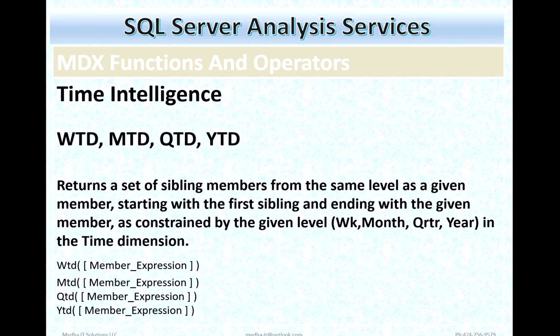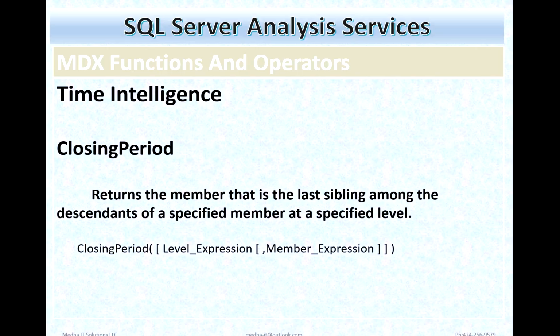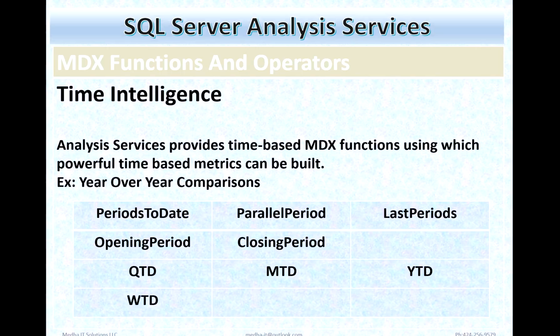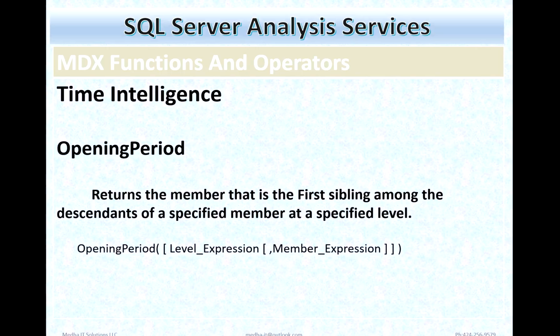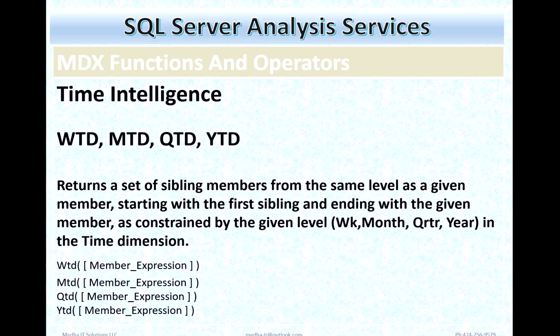So, next we have WTD, MTD, QTD and YTD. Earlier, in older versions, maybe till 2008, we had only these functions: periods to date, parallel period, last period, opening period, closing period. These functions were used to do any time intelligence calculations. But in most cases when we do year over year comparisons, or aggregated sales, we need month to date. That means in this year how much sales we made, in this quarter how much sales we made, in this month how much sales we made, like that.